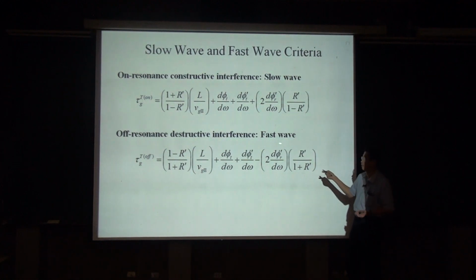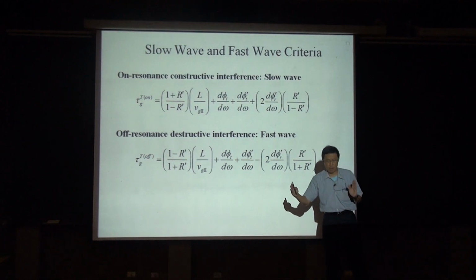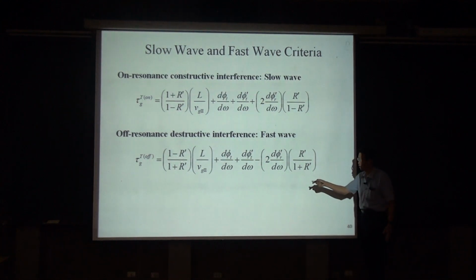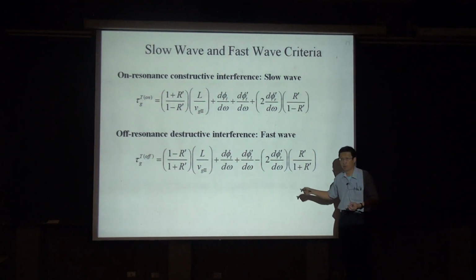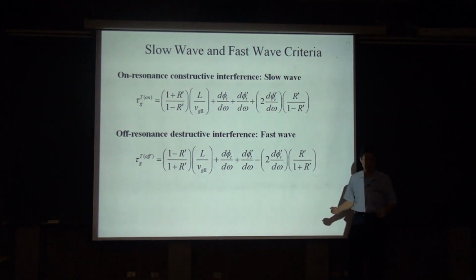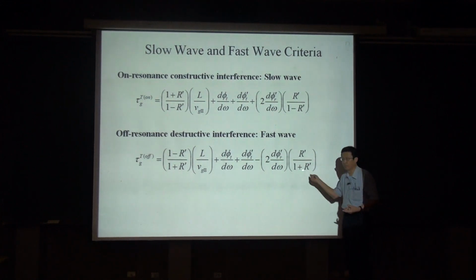So this is why resonance interference will result in slow wave. On the other hand, this is destructive interference, so it's destructive, not constructive. R is very close to 1, so this term will be small, and this term will be positive. However, we are lucky. We can control the phase. By controlling the phase, this phase term will become negative. We have a chance to let this term become negative.